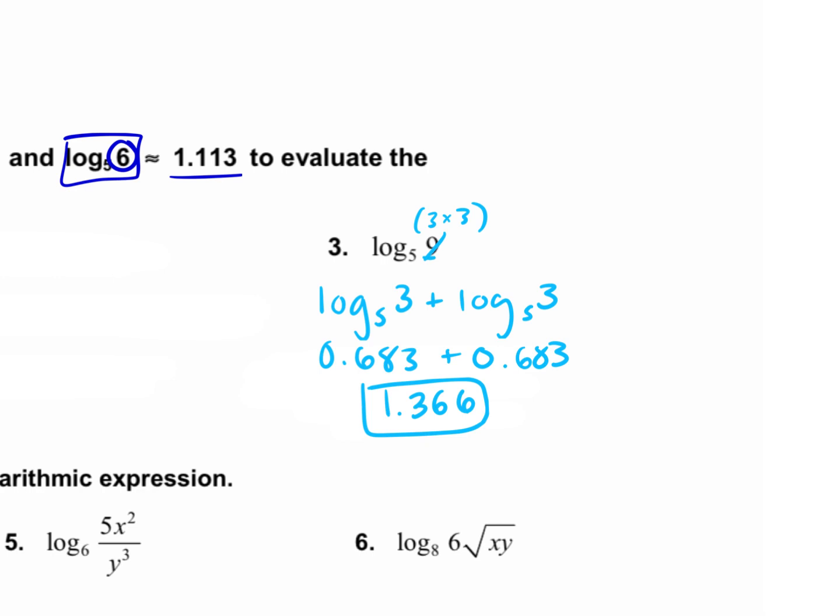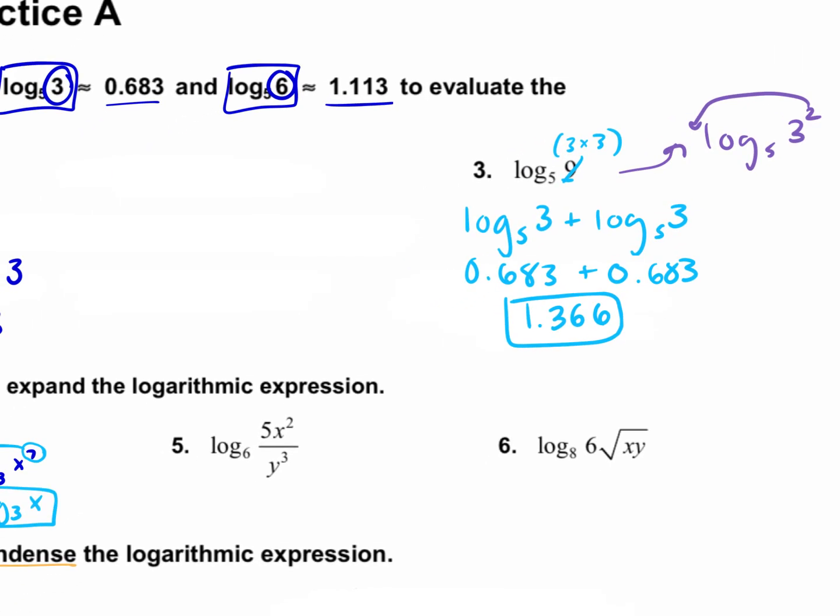You could have split this up as log base 5 of 3 squared, and then move the 2 to the front, and you would have gotten the same answer. So either way would work. Any questions here?